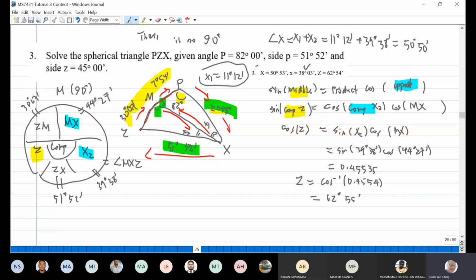So this is how you do question 3. Finished already. 62 degrees 55 minutes. This is how you answer question 3. So questions 2 and 4, I leave it for you.